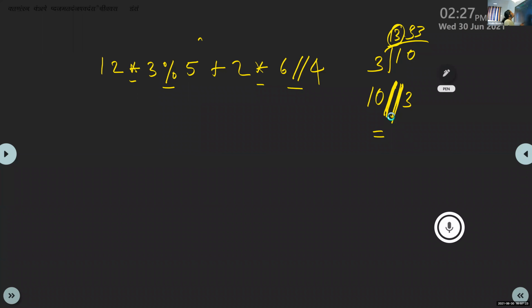Okay. So these 4 operators have the same precedence, so we follow the left to right rule. Left to right rule means starting from the left, we evaluate the operators. So 12 into 3, what's the result, Abhilash? 36. Okay. Then 36 mod 5 plus 2 star 6 floor division 4. After that, 36 mod 5. What is the result of 36 mod 5, Tushar?